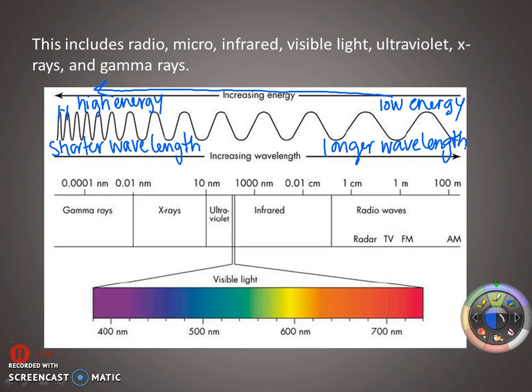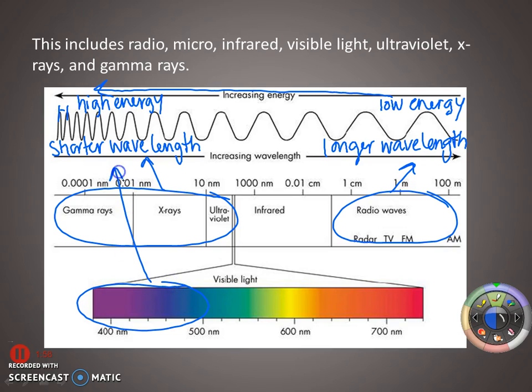I need you to know that the higher the energy, the shorter the wavelength. The lower the energy, the longer the wavelength. Gamma, X-ray, and UV are higher energy, so they have a shorter wavelength. Radio and TV are low energy, longer wavelength. The visible light falls in the middle, near the infrared. Purple and violet are high energy, shorter wavelength. Reds are lower energy, longer wavelengths.